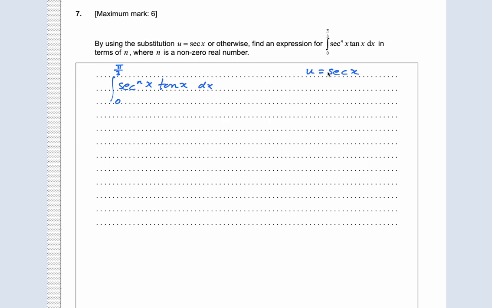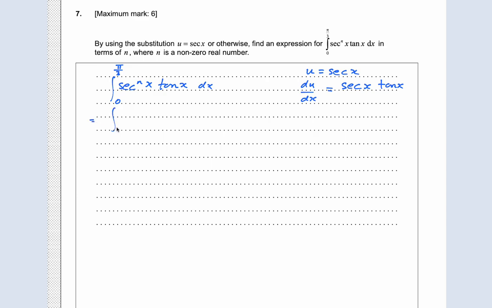Now definitely guys, you want to differentiate this. Always differentiate the thing, the u. So du/dx is, the derivative of sec x is in the formula booklet. It's sec x tan x, which is actually quite nice because that's going to fit in quite neatly here. Okay, I'm going to now change this into the integral.